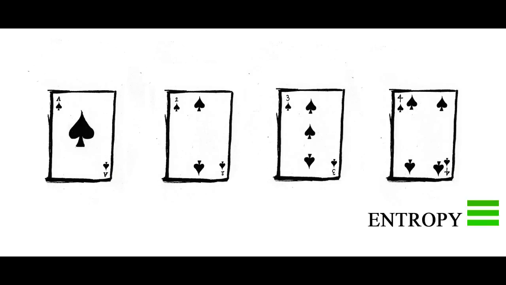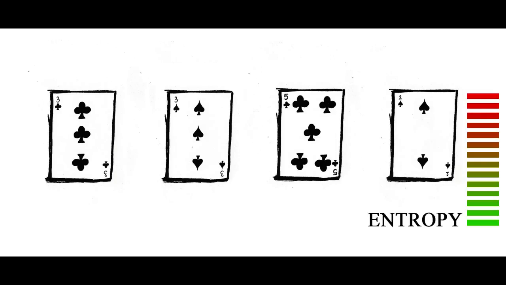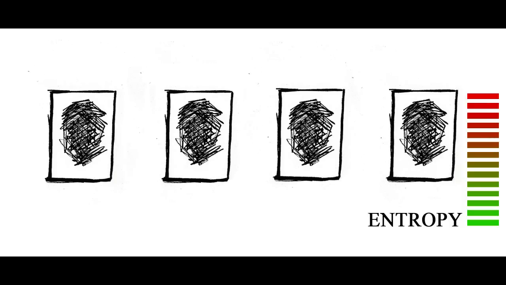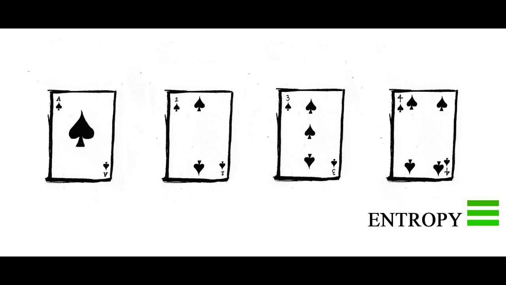Here you could say the entropy is low. When you shuffle the cards, the entropy will increase and the cards will be arranged randomly. When you shuffle a deck of cards, there are more ways for those cards to be arranged randomly than a specific way. Although it's statistically possible to shuffle a deck of cards into a specific order, it's very unlikely to occur.